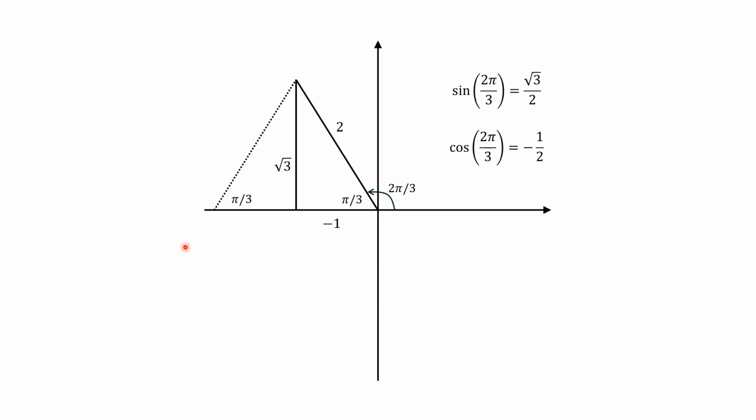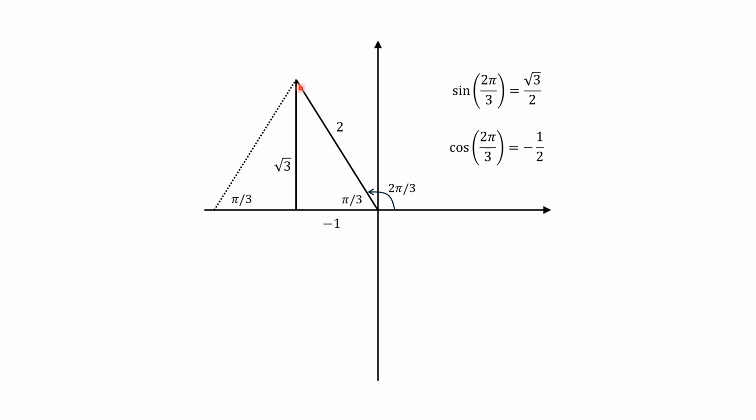Okay, this slide here is a bit of a review. It's basically computing two of the values we had on the previous slide, sine 2 pi over 3 and cosine 2 pi over 3. So 2 pi over 3 we measure starting from the x-axis and going counterclockwise. The way you compute the sine and cosine when you're in the second quadrant is you just take the smaller angle here, which is pi over 3. That's 60 degrees.